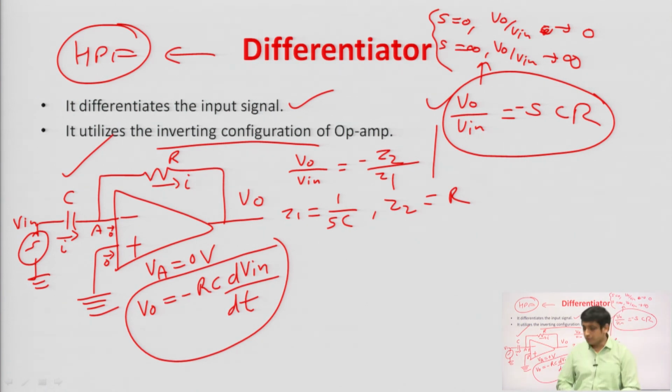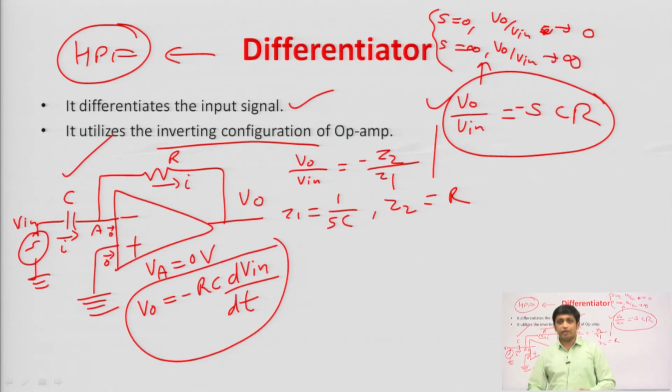Similarly, if we use a diode in the feedback path, then it will become a log amplifier. If we use the diode at the input side with the resistor in the feedback, then it will become an anti-log amplifier. So, that is the main advantage of the op amp in closed loop configuration, especially in negative feedback. Fine.